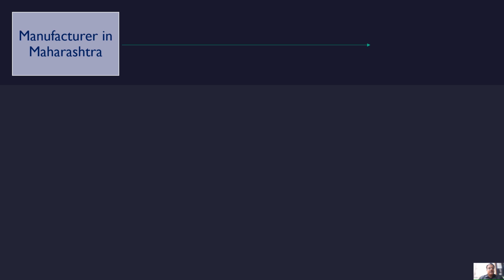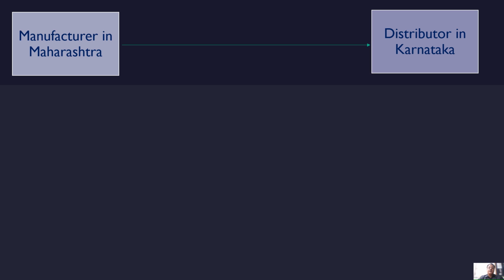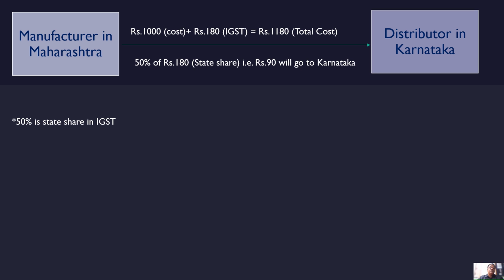A manufacturer in Maharashtra supplies goods to a distributor in Karnataka. The cost of the goods is 1000 rupees plus inter-state supply, so IGST is charged at 180 rupees. So the total cost is coming to 1180. In the IGST portion, 50% goes to the state and 50% goes to the center. So 50% of 180 rupees, that is the state share, 90 rupees goes to Karnataka, since the receiver of goods is in Karnataka. So the tax travels from Maharashtra to Karnataka.